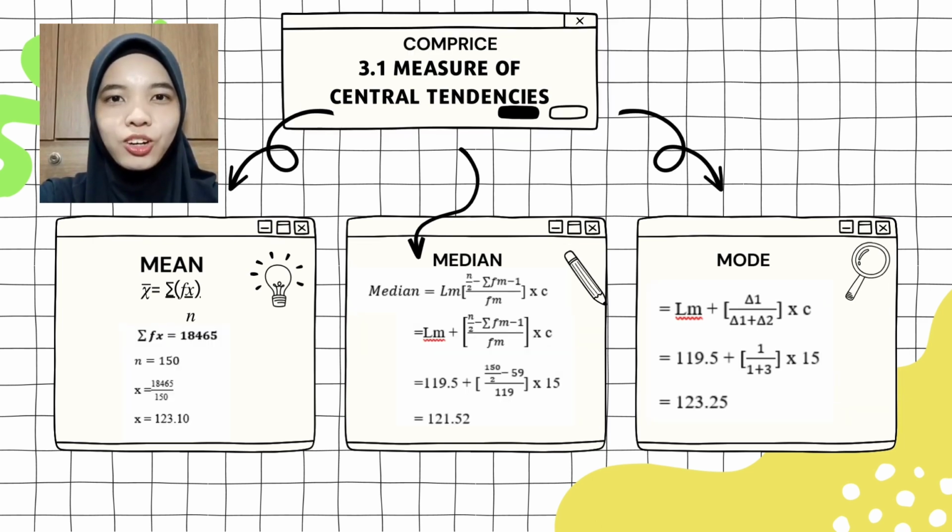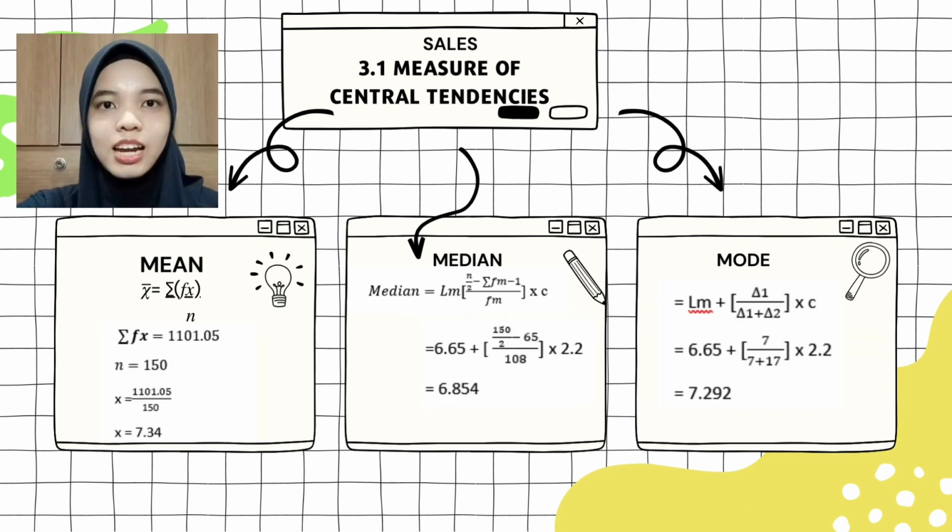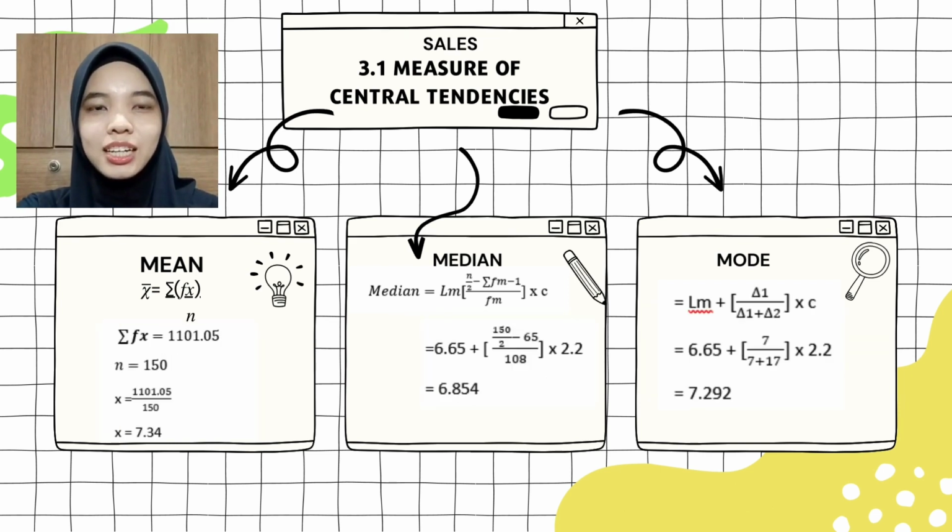Besides that, for income the mean is 123.10, the median income is 121.52, and the mode income is 123.25. Lastly, for sales the mean is 7.34, the median sales is 6.854, and the mode sales is 7.292.